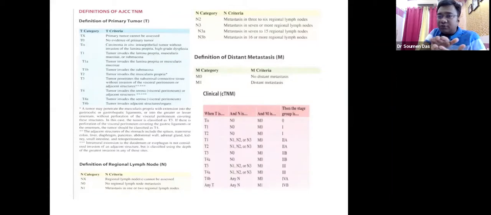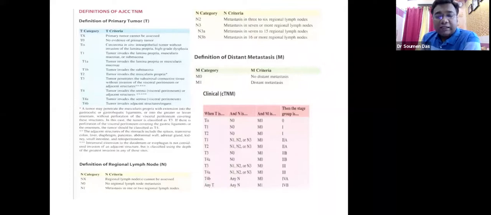The stomach is covered by 2 layers of peritoneum. It goes and it covers the omentum also. So when you have in-continuity spread in the omentum, it is T3. But when there is a breach in the peritoneum, it is T4. Okay. This change is there, and they have now classified N3 into N3A and N3B, based on 15 and up to 15 and more than 16.